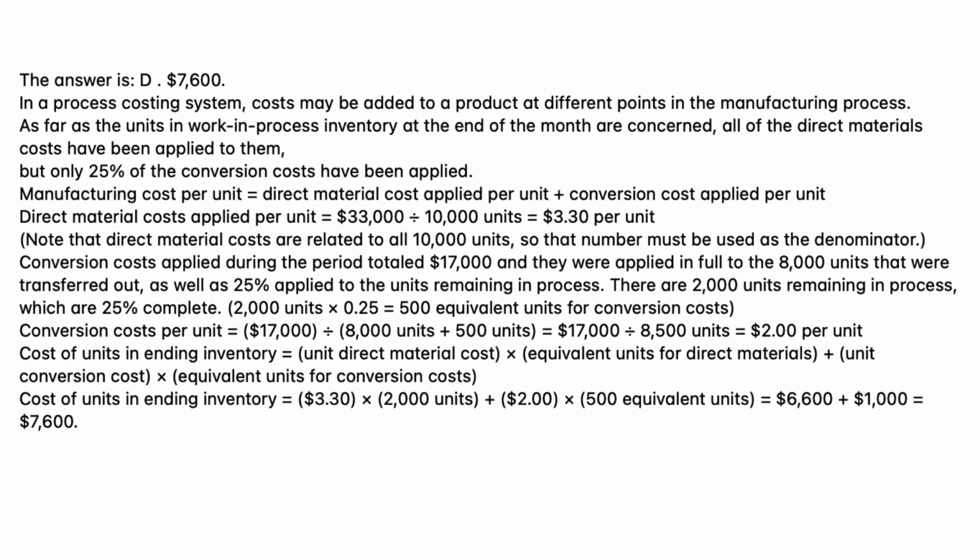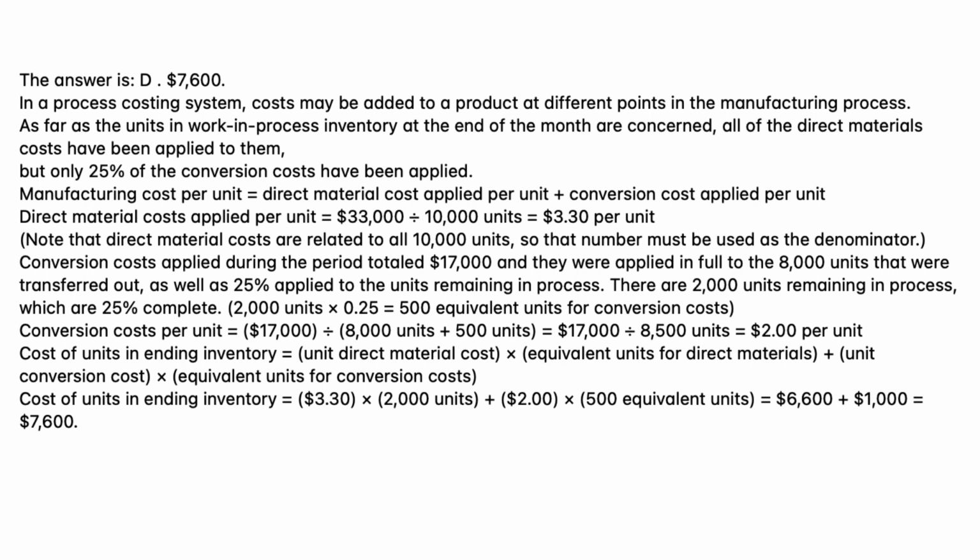Conversion costs applied during the period totaled $17,000 and they were applied in full to the 8,000 units that were transferred out, as well as 25% applied to the units remaining in process. There are 2,000 units remaining in process, which are 25% complete. 2,000 units times 0.25 is equal to 500 equivalent units for conversion costs. Conversion costs per unit equals $17,000 divided by 8,000 units plus 500 units equals $17,000 divided by 8,500 units equals $2 per unit.